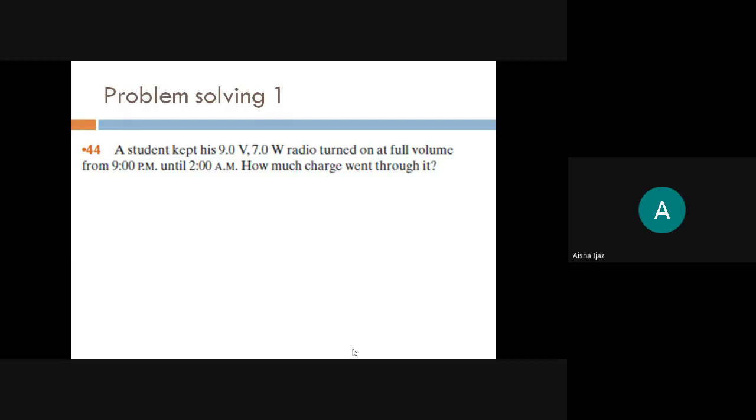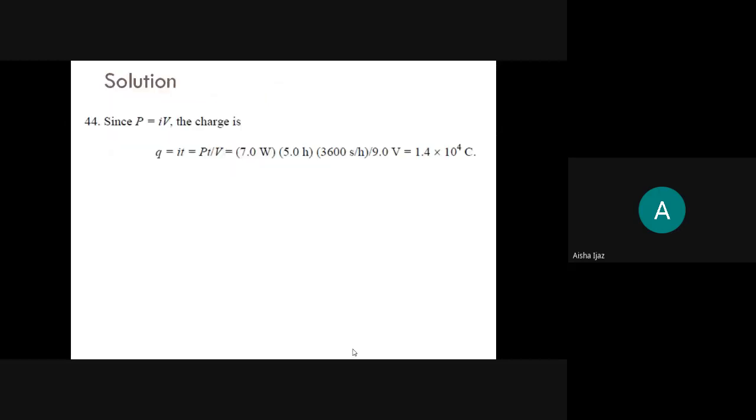If you remember, you have the formula P equal to VI. Now I is related to the charge and time, so the charge is Q equal to IT. Substitute the value of I here, and it becomes PT divided by V. Now substitute the given data: 7 watt into 5 hours. 5 hours is not a system-consistent unit, so convert it into seconds by multiplying with 3600, and divide by 9 volt. You will get the answer 1.4 times 10 to the power 4 coulombs.